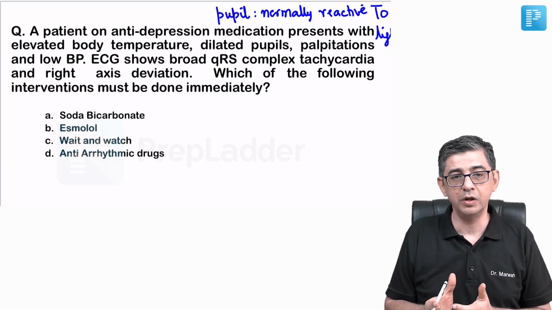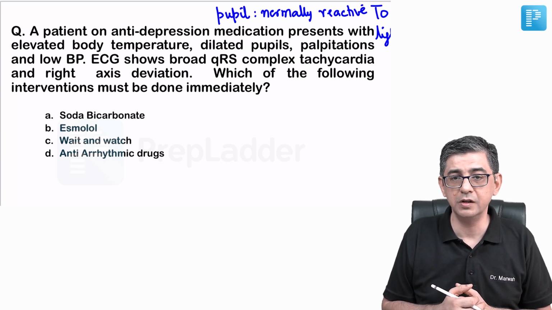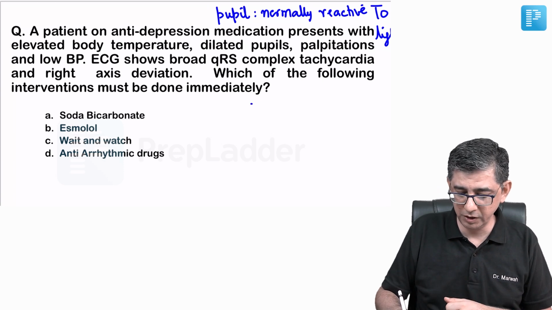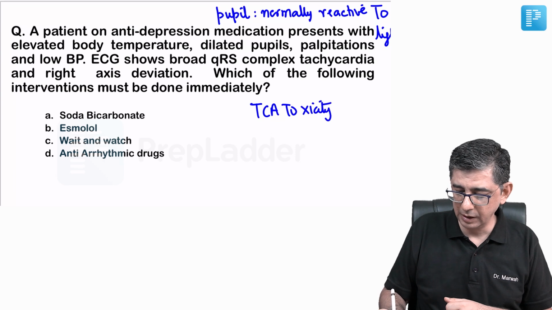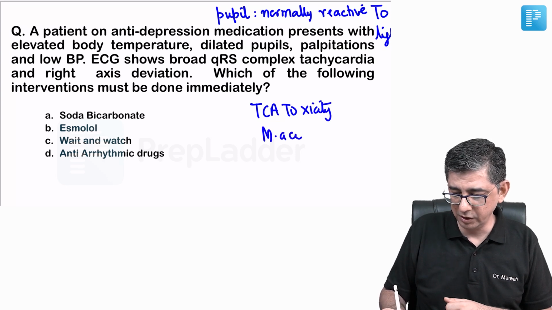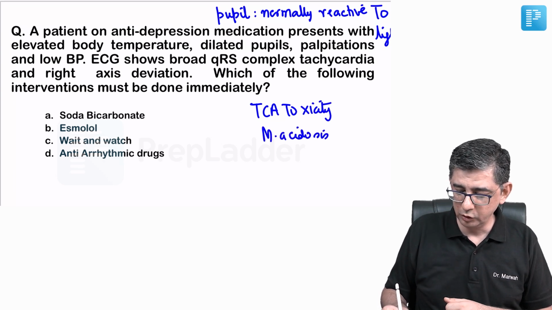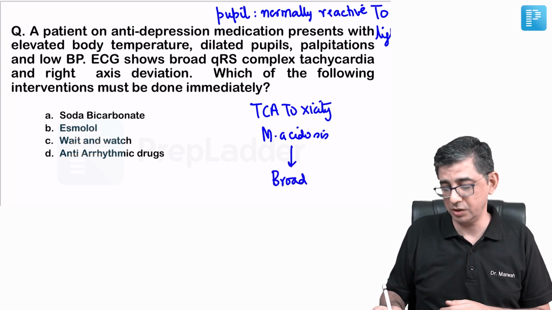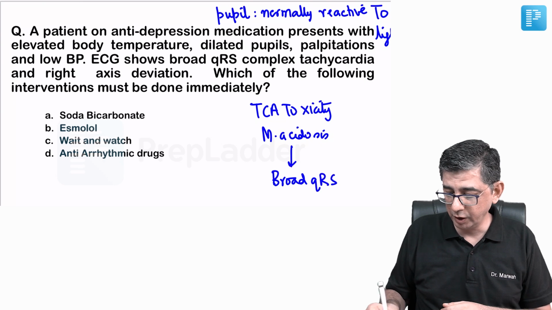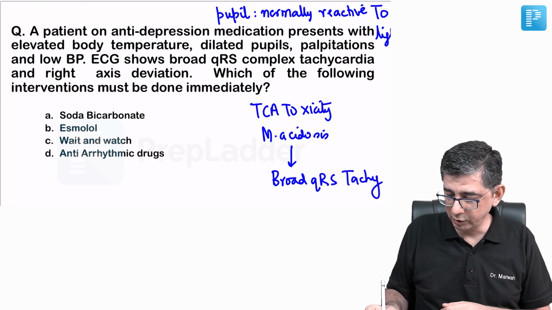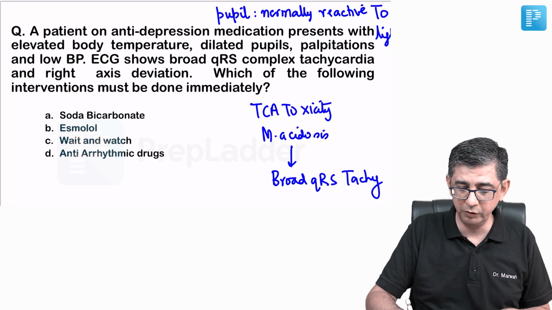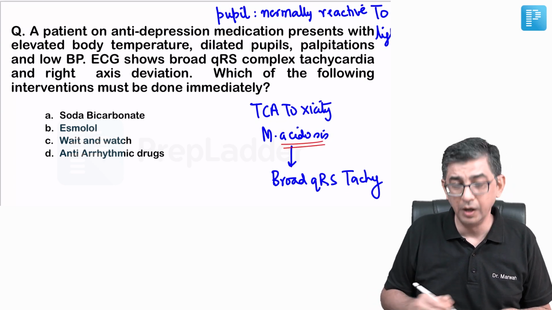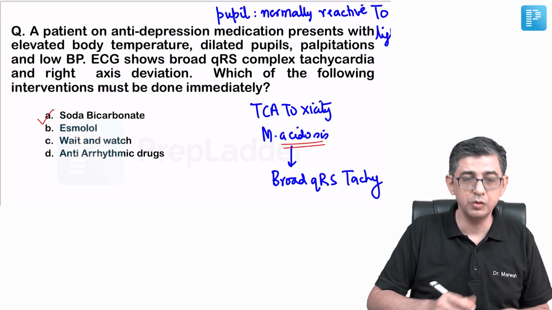And then there's a broad QRS complex tachycardia with a right axis deviation. So what's happening in this patient is that there is a TCA toxicity contributing to metabolic acidosis, and this metabolic acidosis then triggers a VT. The point is, if you are going to use option number D in this question, it would be like treating the symptom and not treating the disease. Our objective is to treat the disease. Our objective is to neutralize the acidosis component, and to neutralize this, we shall be giving soda bicarbonate.